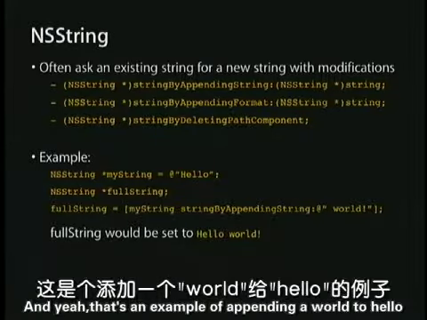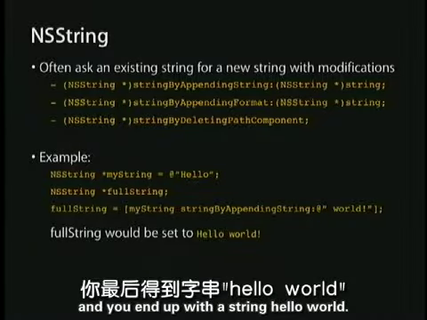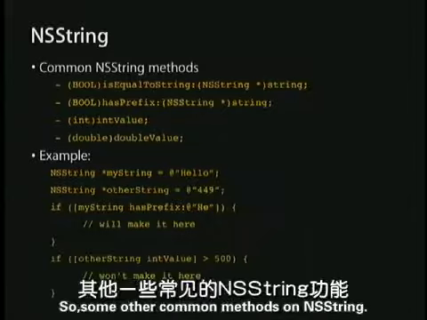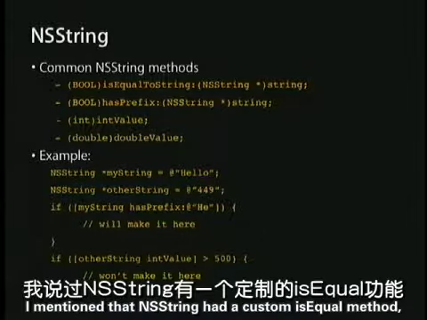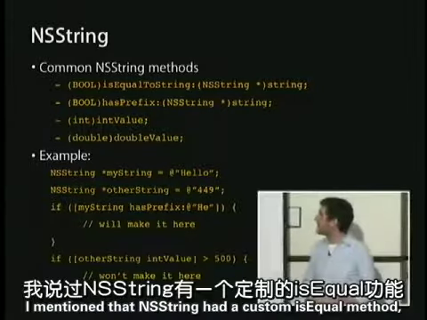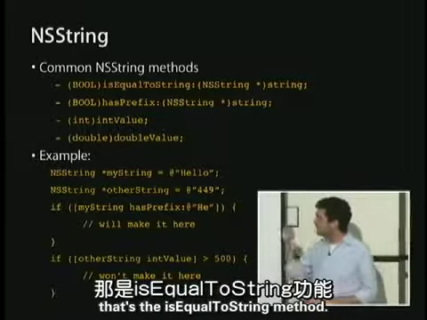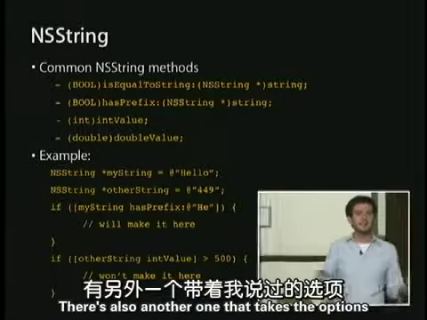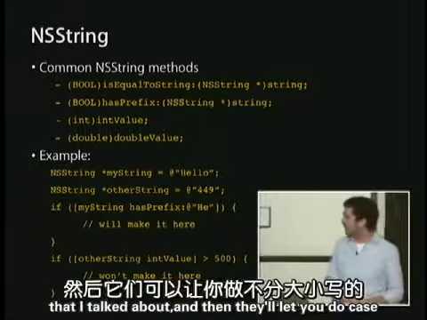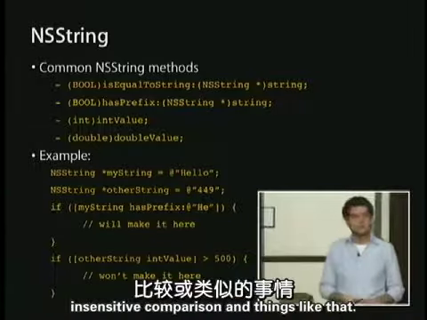And yeah, that's an example of appending a world to hello, and you end up with a string hello world. So some other common methods on NSString. I mentioned that NSString had a custom isEqual method. That's the isEqualToString method. There's also another one that takes the options that I talked about, and that'll let you do case-insensitive comparison and things like that.